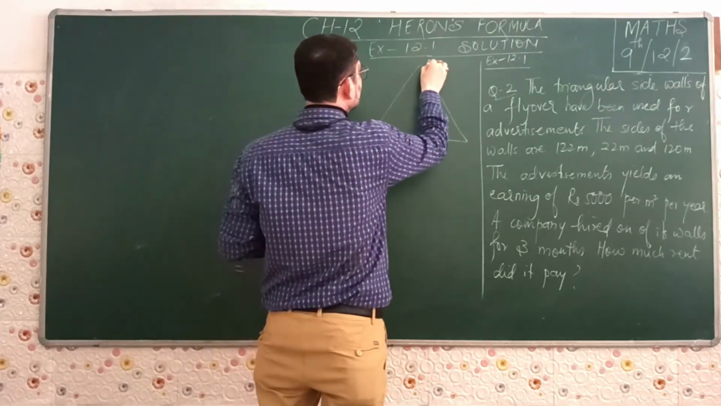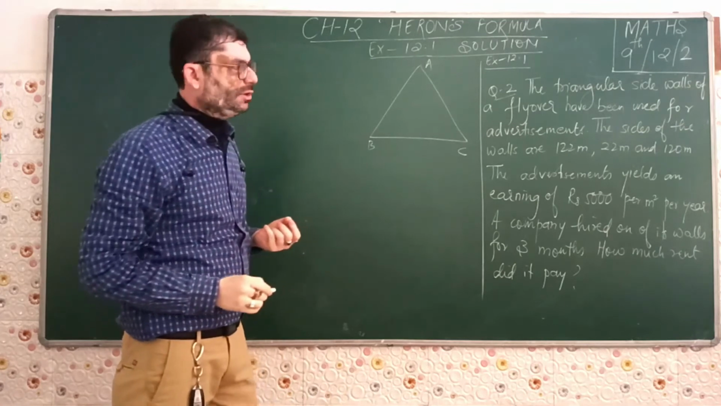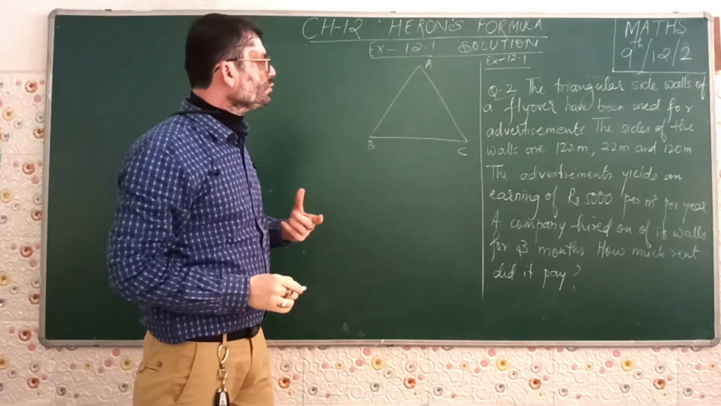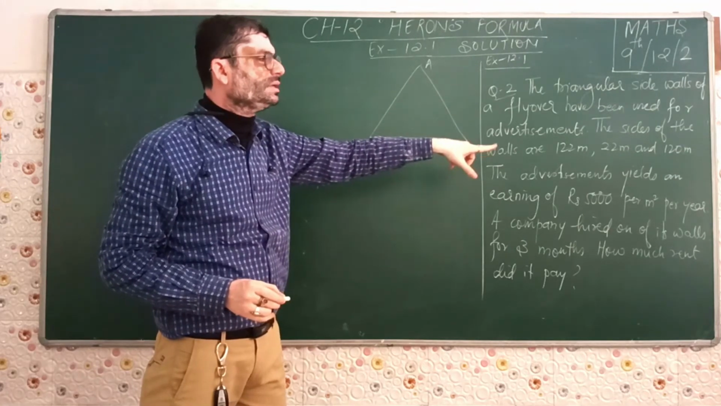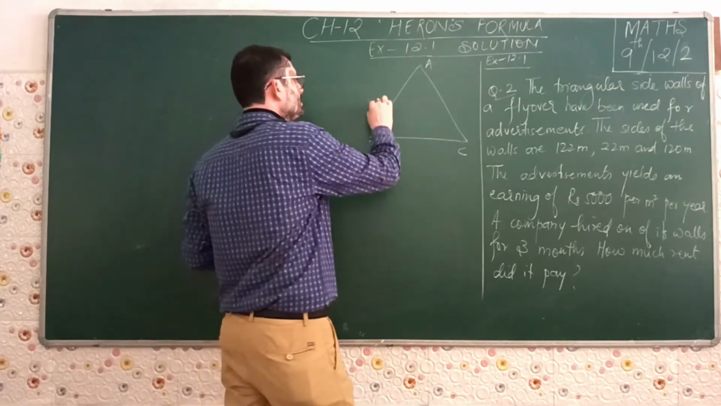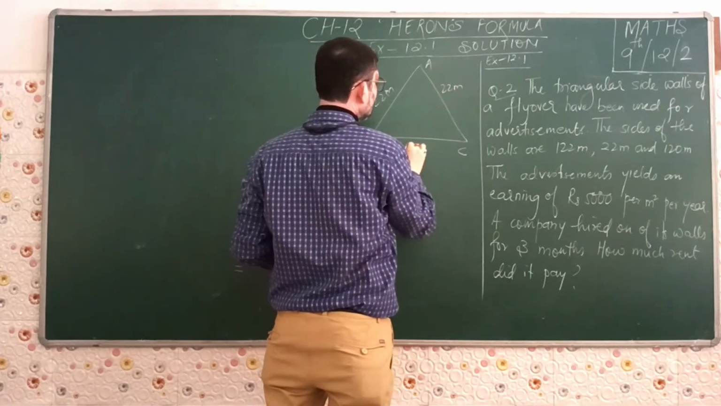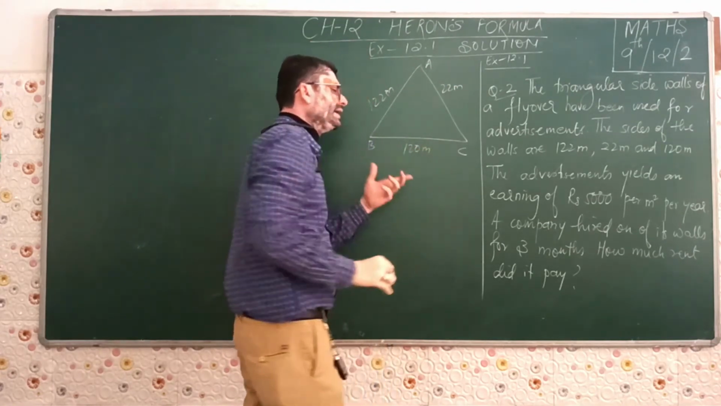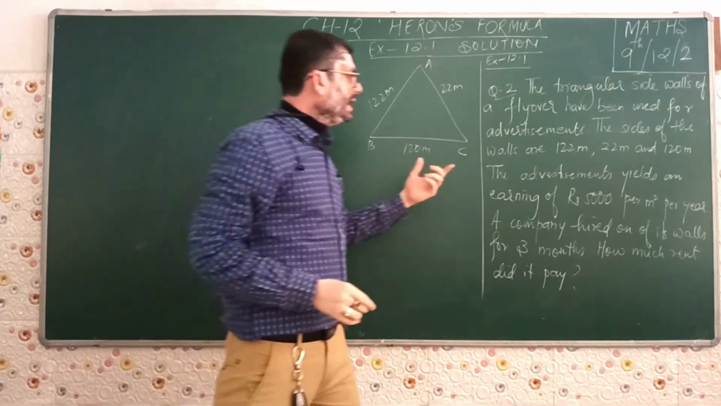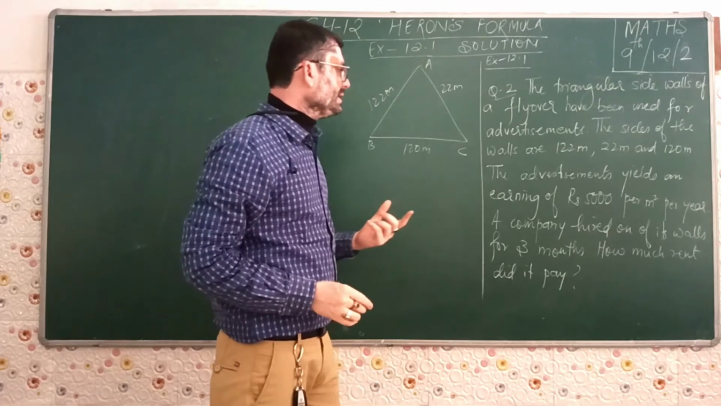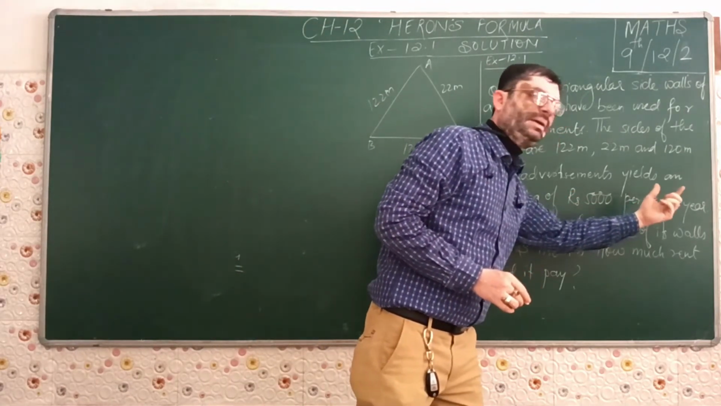Let us consider this to be the triangular walls of that flyover. The sides of those walls are 122 meters, 22 meters and 120 meters. So let us name this one as 122 meters, suppose this is 22 meters and this is 120 meters. We can take any value for any side, whatever we want. The advertisement yields an earning of rupees 5,000 per meter square per year.